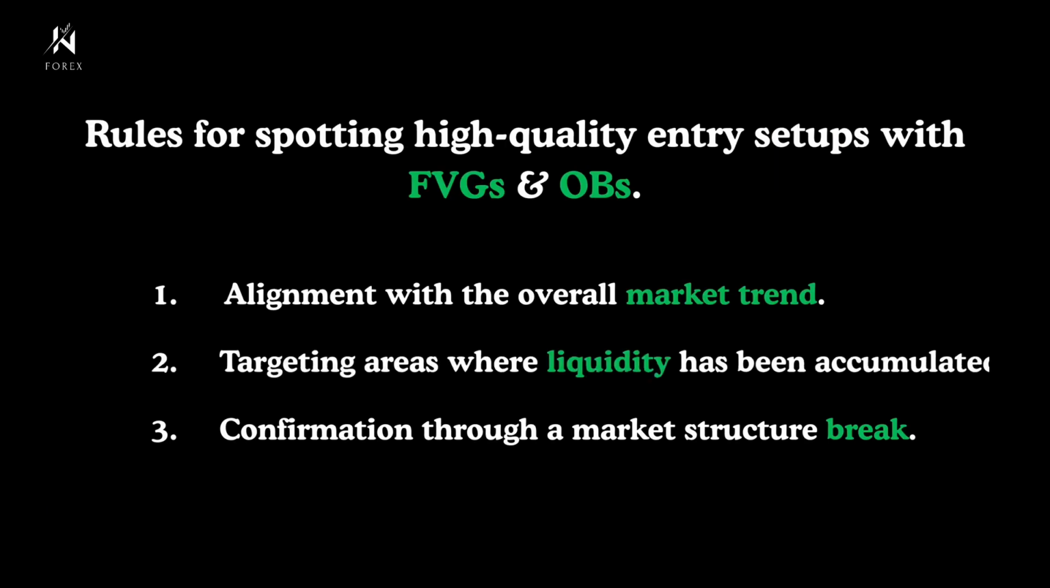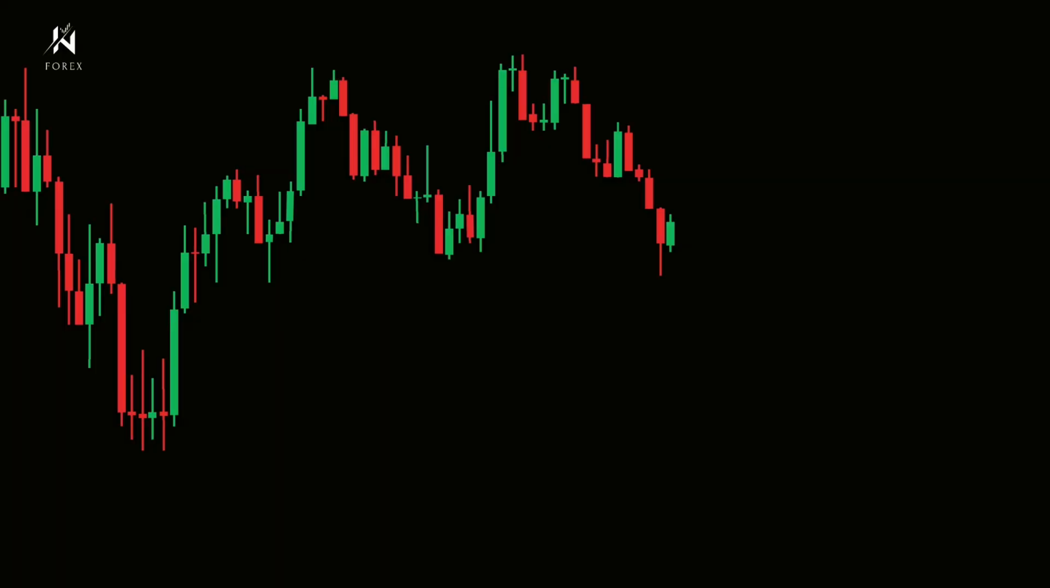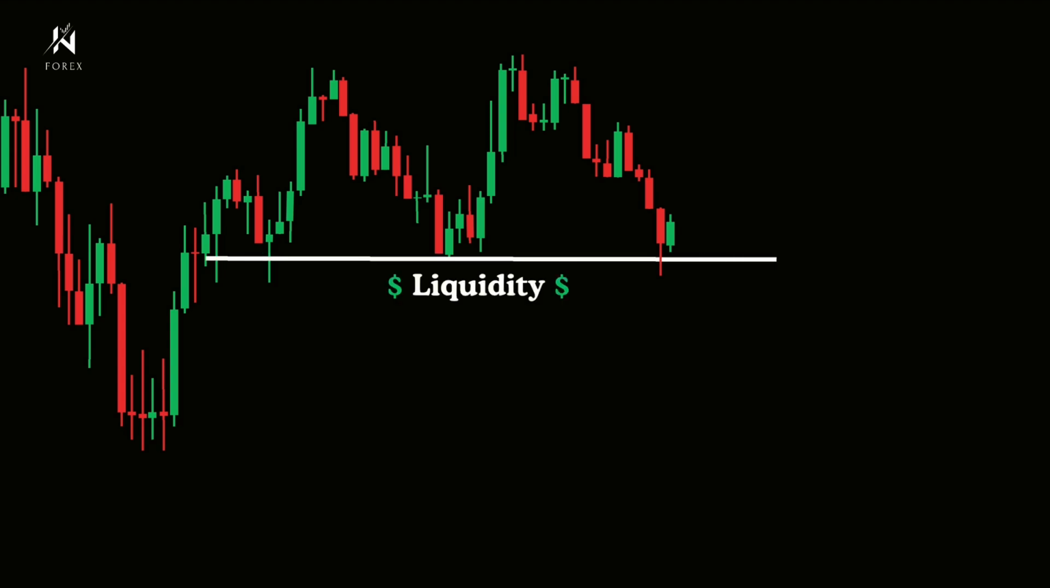Rule 2. Targeting areas where liquidity has been accumulated. During chart analysis, we view classic support and resistance zones as liquidity pools, particularly areas with equal highs or lows or repeated rejections, as these act as major liquidity targets.